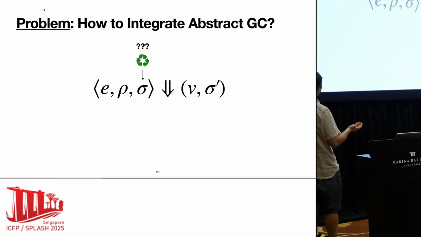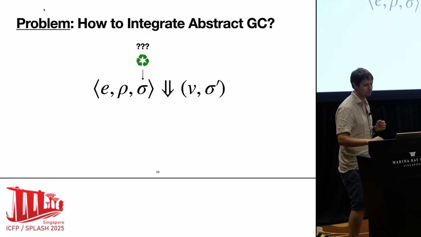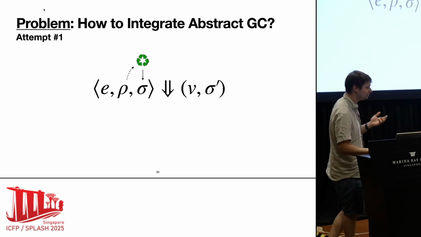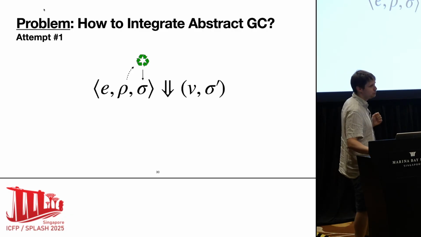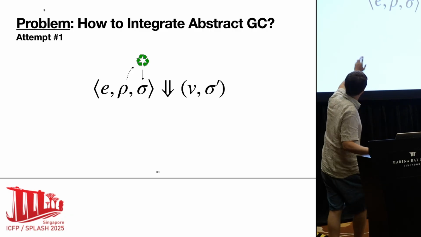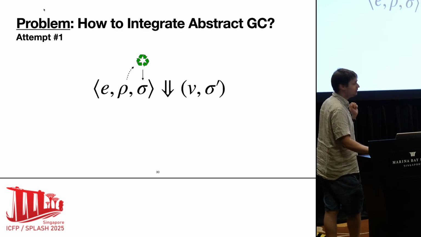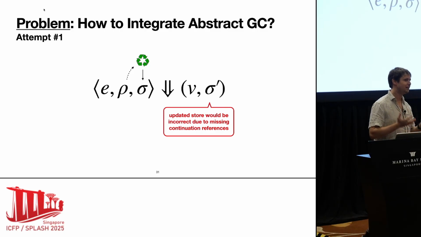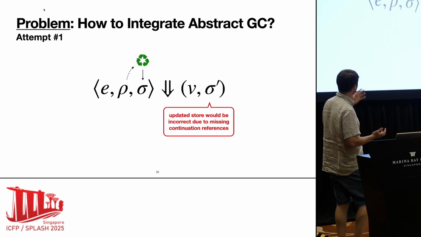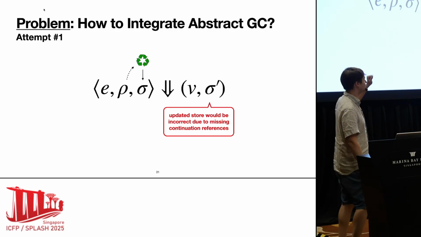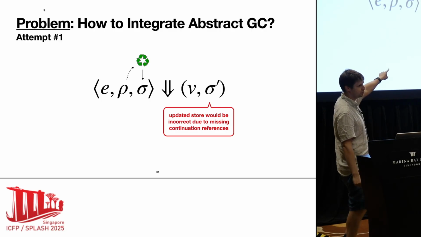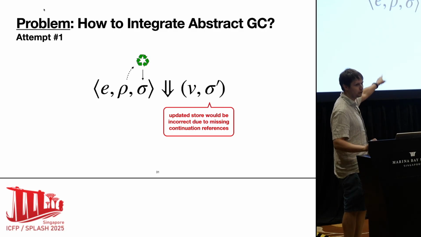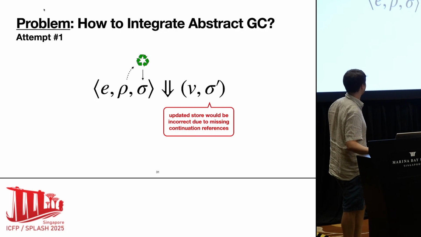So can we integrate abstract garbage collection into such a big step abstract interpreter? Well, as a first naive attempt, we could try to only take into account the references from the environment, but that wouldn't work. Why not? Well, because you might accidentally reclaim some addresses that are still going to be used later on for the continuation. In other words, the store that is returned there would not be safe to continue your evaluation with.